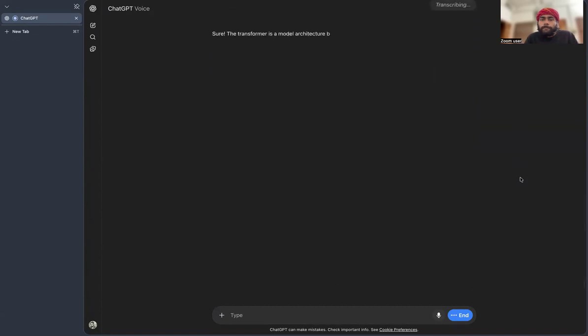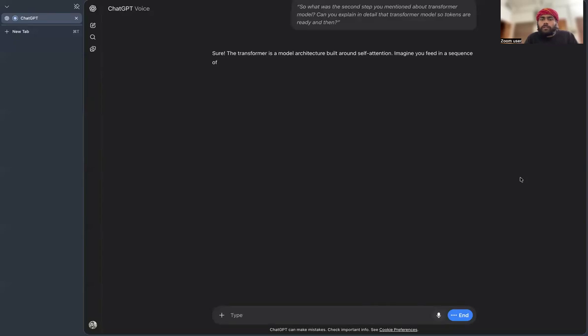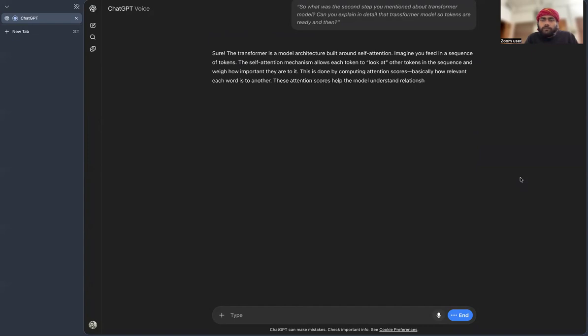Sure. Transformers are a model architecture built around self-attention. Imagine you feed in a sequence of tokens. The self-attention mechanism allows each token to look at other tokens in the sequence and weigh how important they are to it. This is done by computing attention scores, basically how relevant each word is to another. These attention scores help the model understand relationships, context, and meaning. You stack multiple layers of attention and feed-forward networks to refine these patterns. After training, the transformer can generate coherent text based on what it has learned from all those attention-based patterns.